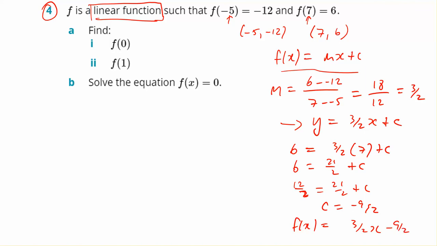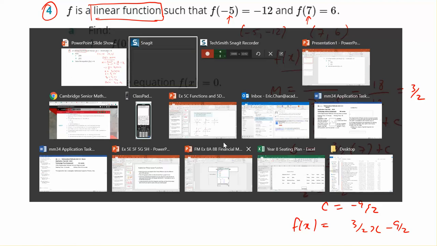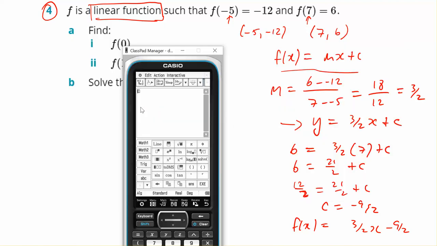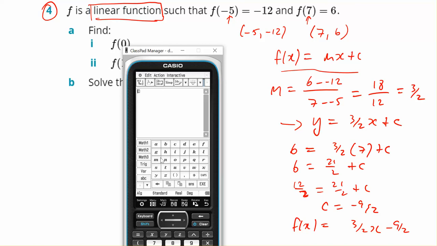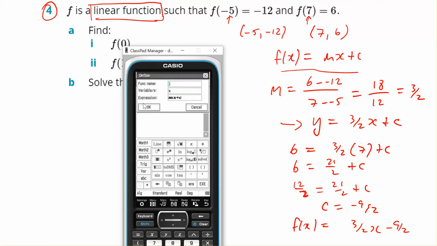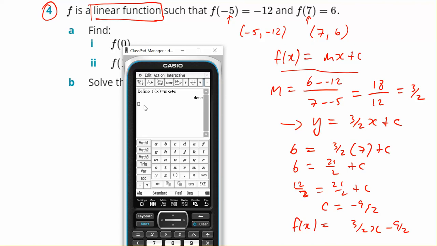Now, you can actually do this on a calculator because, like I said, this exercise is CAS allowed, so this is what you're likely to get on the SAC. In order to do that on the SAC, you need to define your function. You know that the function is linear, so you just write mx plus c, and I'm going to define the function. Interactive, define. Okay, great.